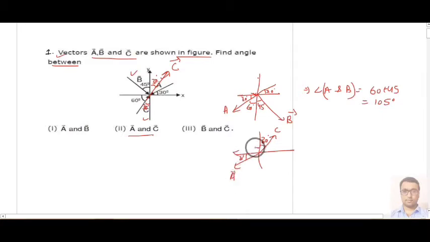Now the angle between A and C will be 30 plus 30 degree plus 90 degree, that will be 150 degree. Similarly between B and C we can determine, that will come out 105 degree.